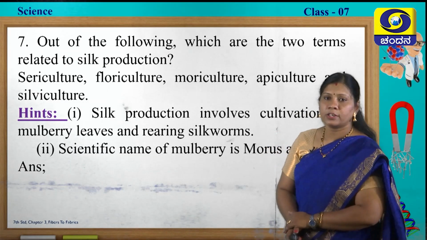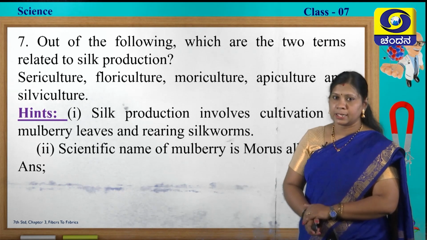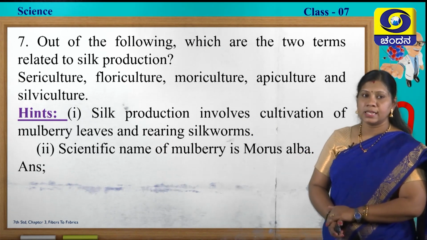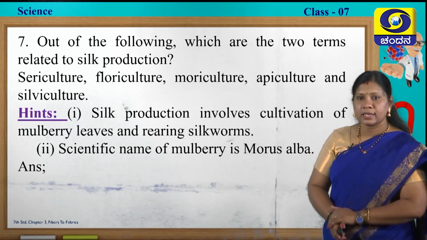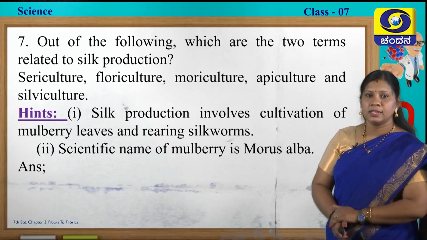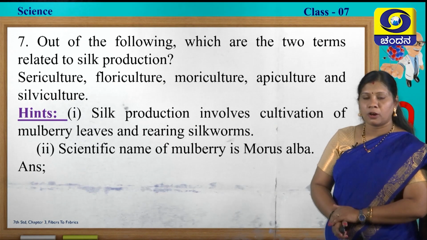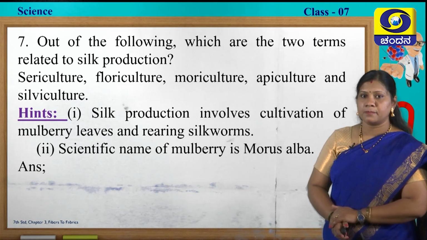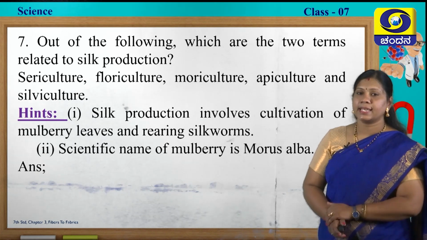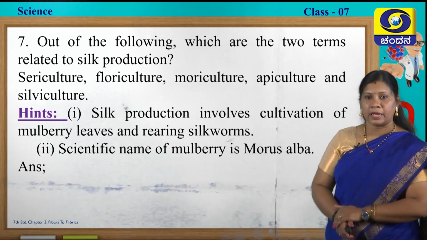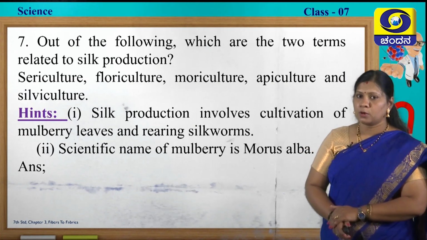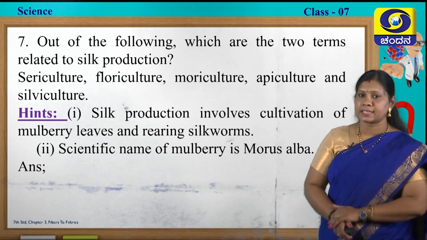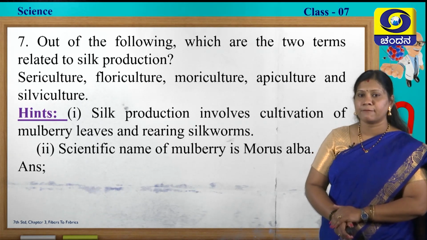Next: out of the following, which are the two terms related to silk production? Sericulture, floriculture, moriculture, apiculture and silviculture. You got the question, students? Hints they have given: silk production involves cultivation of mulberry leaves and rearing silkworms. So you can answer the first one, sericulture. Yes, exactly. In the previous slide only we have studied what is sericulture, obtaining silk from silkworm.